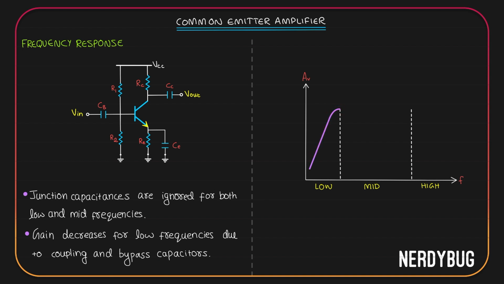For mid frequency signals, even the coupling and bypass capacitors can be shorted, so the gain remains constant. Gain is constant. Now, what happens if the input signal has higher frequencies? We'll find that out in the next video.